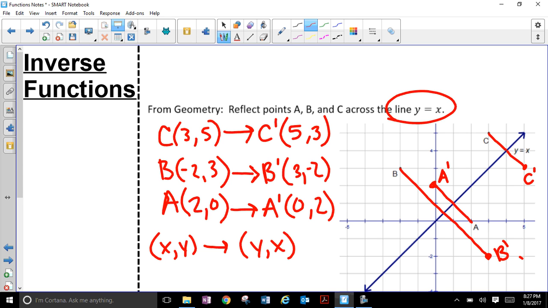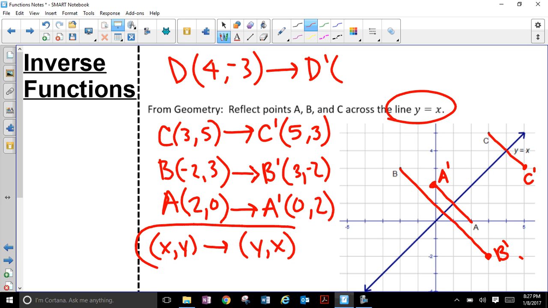Okay, so if I gave you any other points, let's say I'd given you D and I said D was at 4, -3, well then where would D prime be when you reflect it without actually having to count diagonally? Using this pattern here, what would it be? It should be -3, 4, and that's where it would be. Okay.